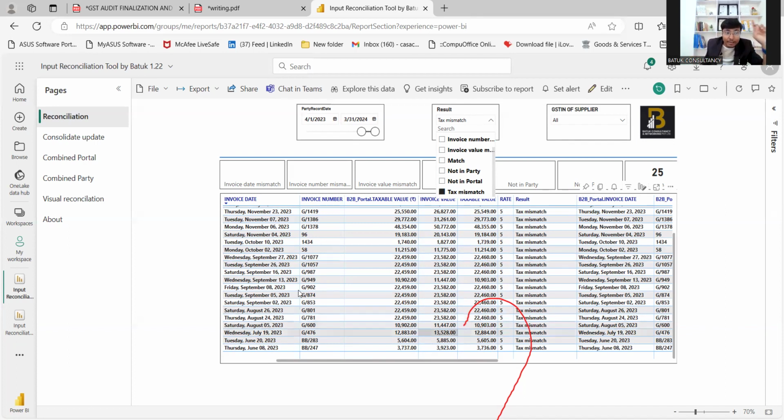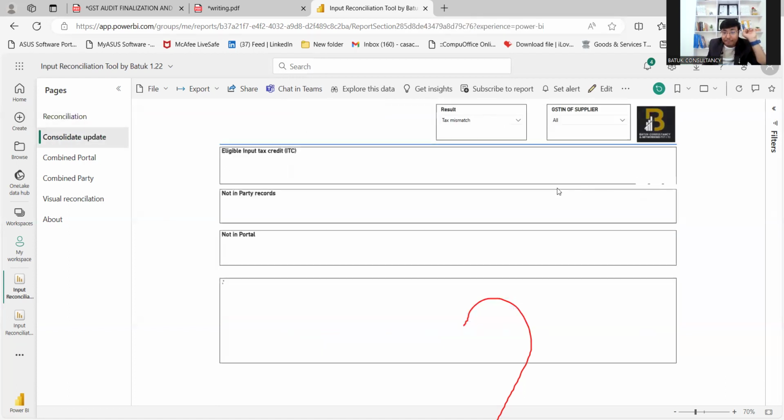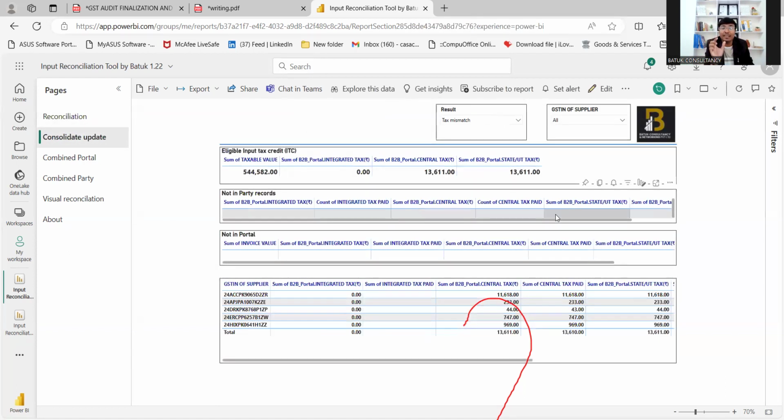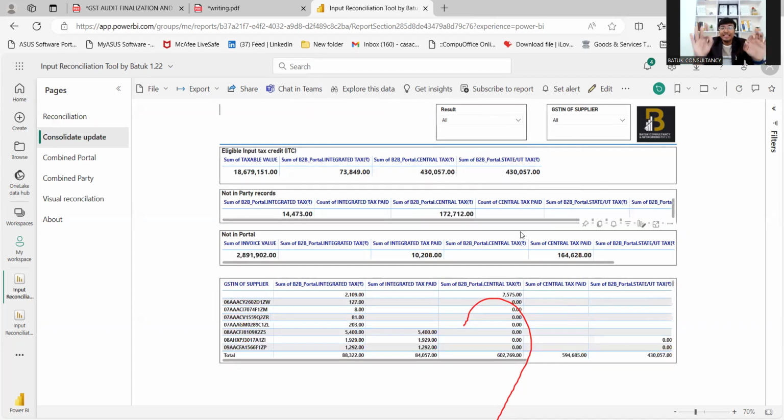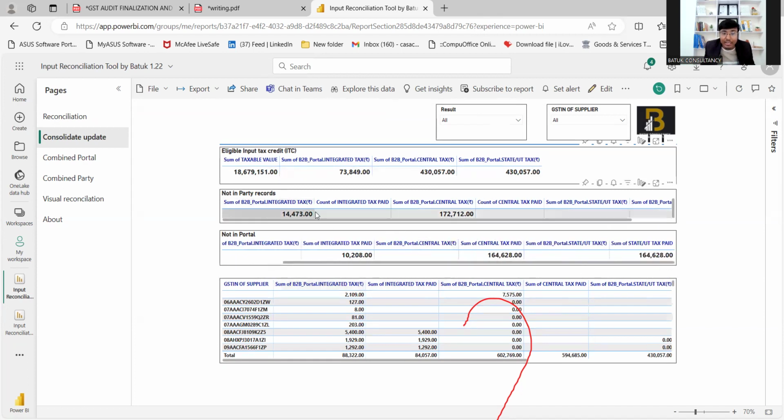So this is the detailed reconciliation. Now if you just want to check the consolidated amount, that whatever will be the input tax credit which is available to that particular person, you can easily get that data as well. So this is the eligible input tax credit. This is the input tax credit which is not available on the GSTN common portal, and this is the input tax credit which is available on the GSTN common portal but not available in the books of accounts. You can easily get the figure.